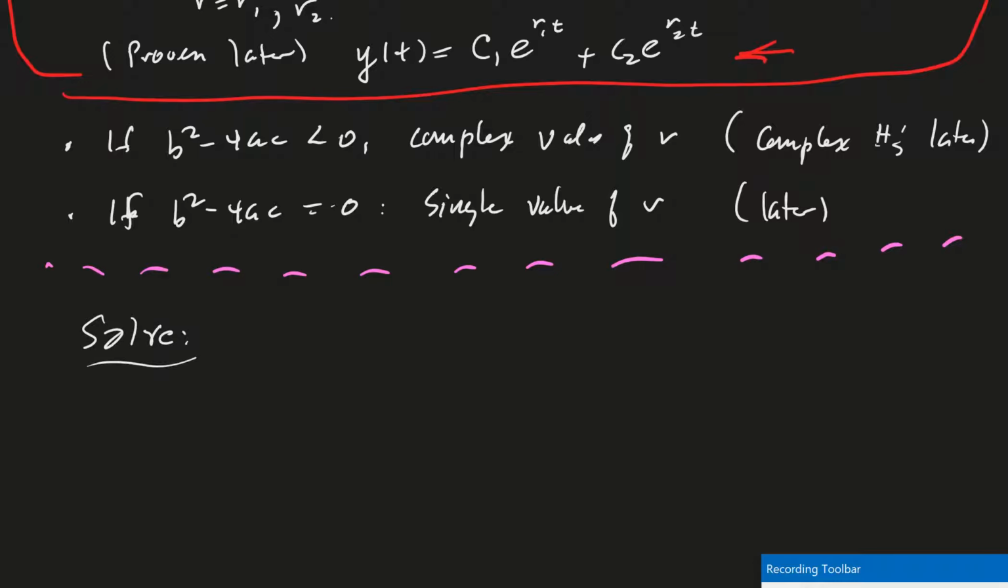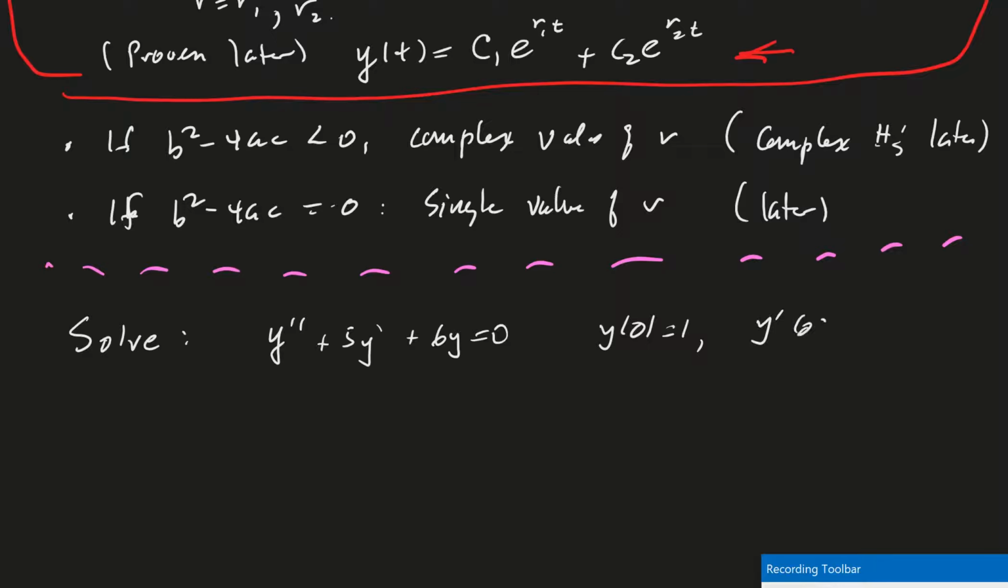So let's solve... Oh gosh, that was terrible penmanship. Solve y double prime plus 5y prime plus 6y equals 0. And let's go ahead and put in our initial values as well. y of 0 equals 1, and y prime of 0 equals 2. And so our initial position is 1, initial velocity is 2.